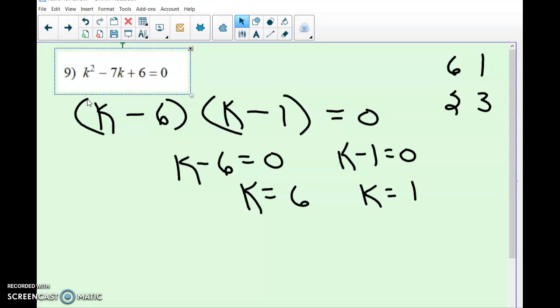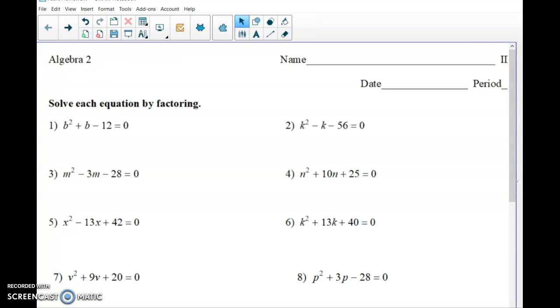Okay. Your homework, again, is right here. It says solve each equation by factoring. So we're solving the equations by factoring. When we solve by factoring, we're not just factoring the equation. We're also placing each factor equal to 0 and finding the zeros.